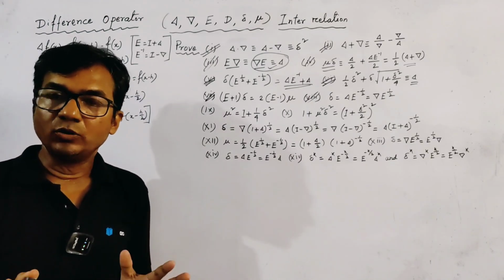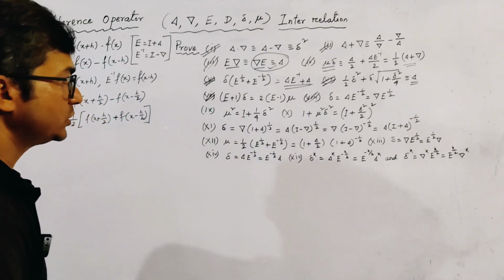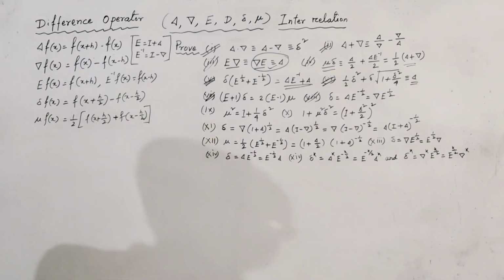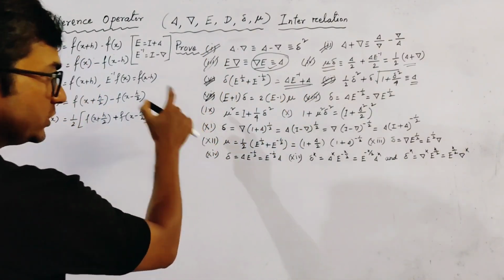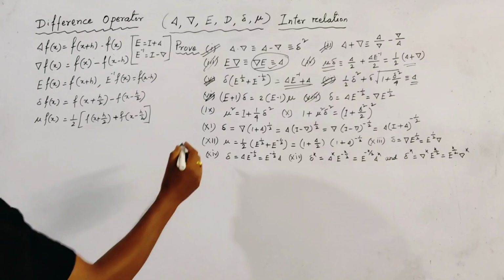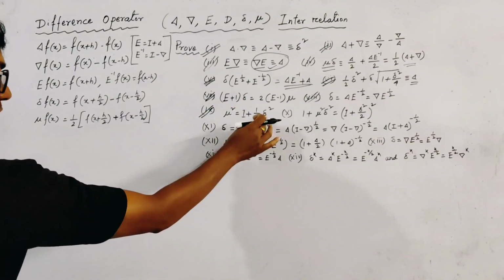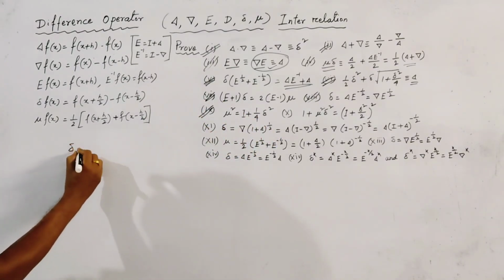In part B of lecture 3, we start with the proof of relation 9. We already proved relations 1 to 8. To prove relation number 9, we first write the definition of delta.